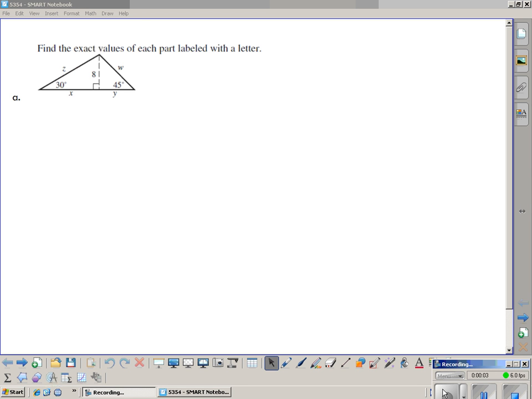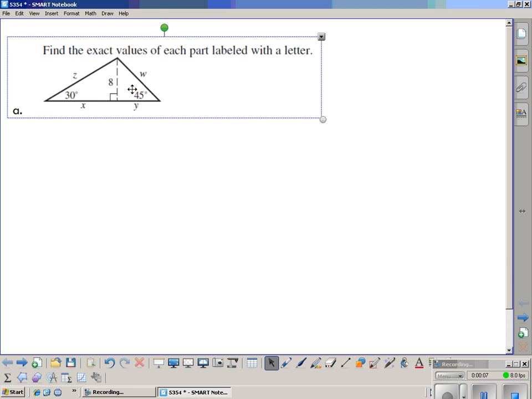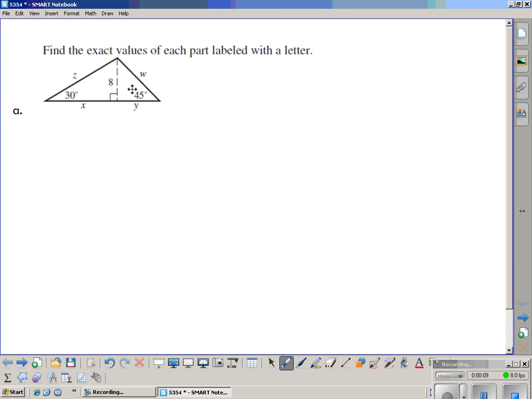Double check questions. First section of 5.2, find the exact values of each part. So again, since they're saying exact values, that means I want your radicals, etc. Since this is the 30, 60, 90 triangle, remember, hypotenuse is always twice.